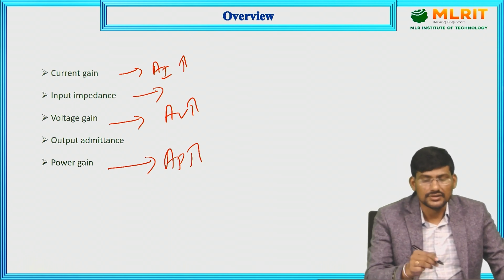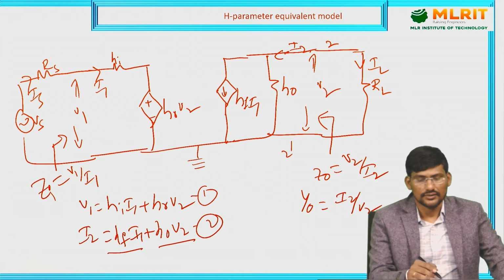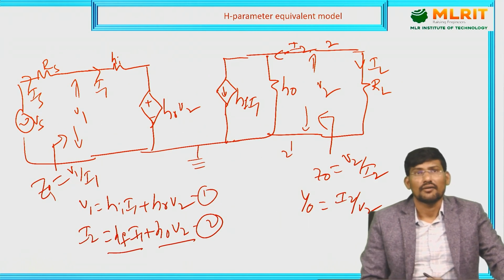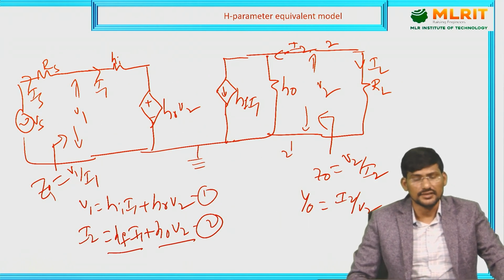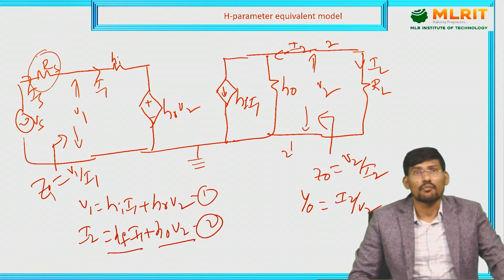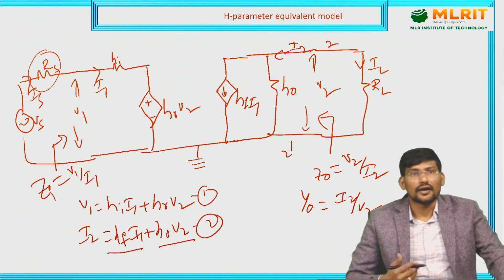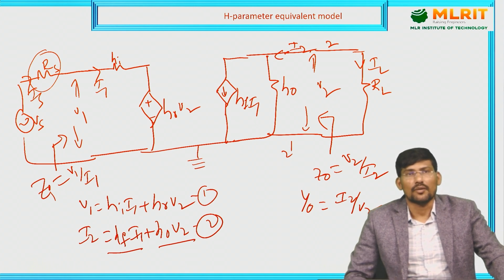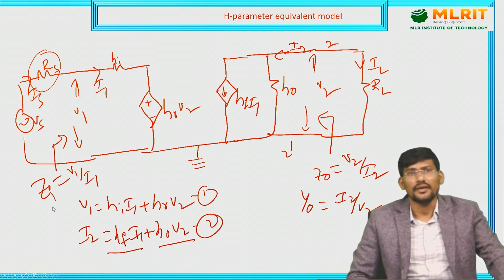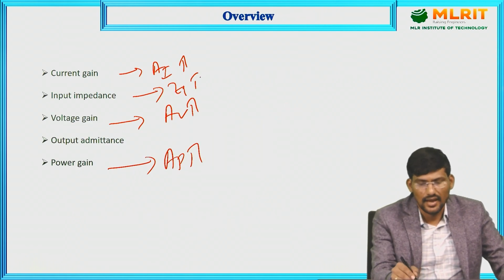Input impedance, if you take here, should be as high as possible, because the reason we need the input impedance high is that there should be very little drop across this source resistance, and most of the signal should be coming to the transistor amplifier circuit. That's why, if the impedance is more, the voltage drop across that particular element will be more. So that's why input impedance should be high for an ideal voltage amplifier. So ZI should be as high as possible.